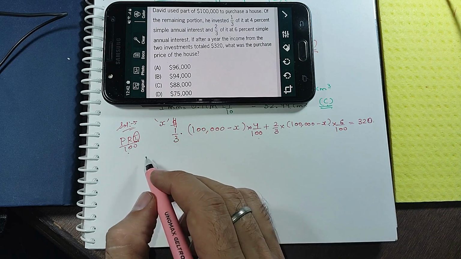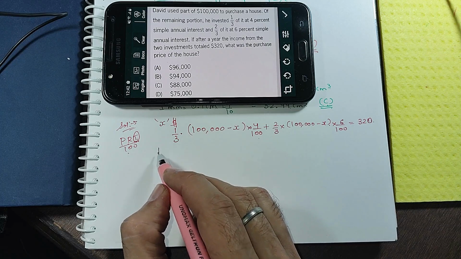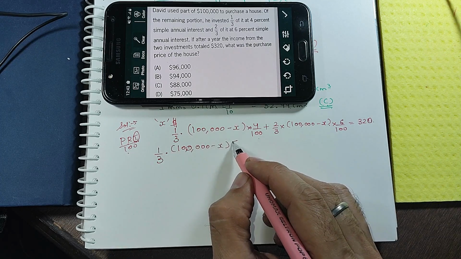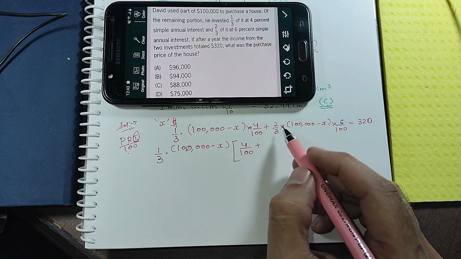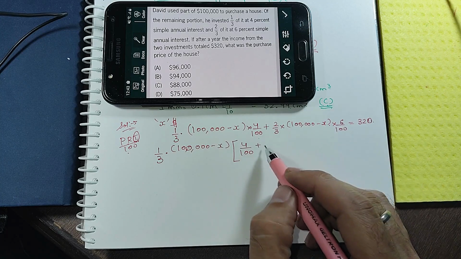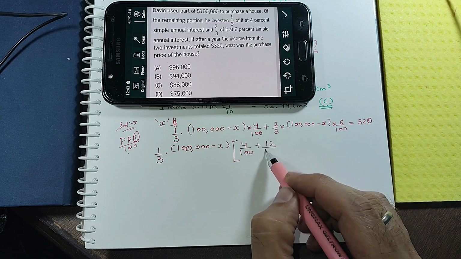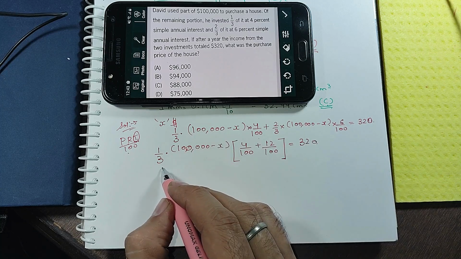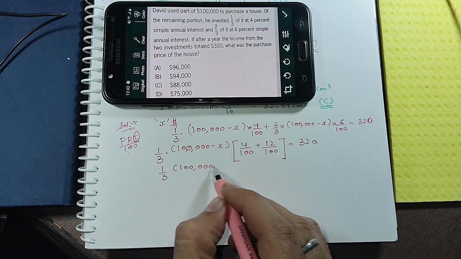Now we'll try to take something common. So here I can take common 1 by 3 and 1 lakh minus x. Right. So here I would be left with 4 by 100 plus 2 into 6 by 100. So that will be 12 by 100. So this is equal to $320. Right. Again writing 1 by 3 into 100,000 minus x.